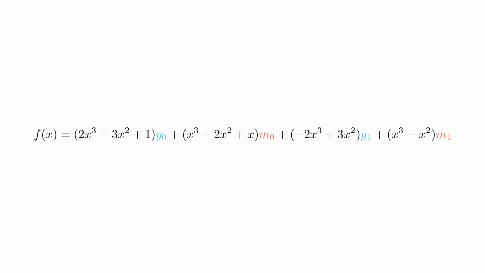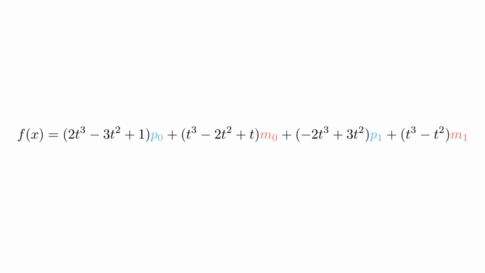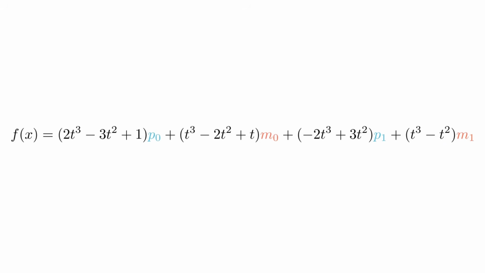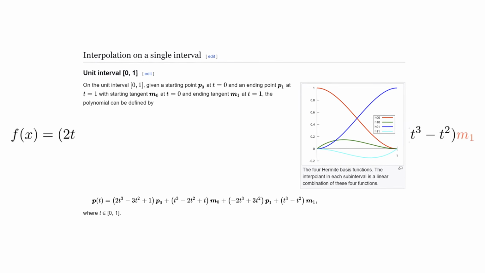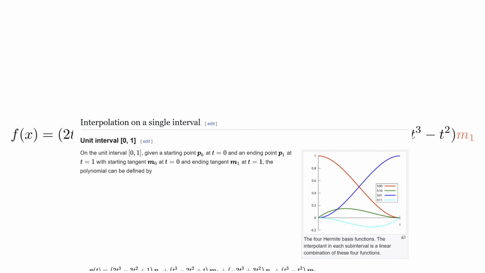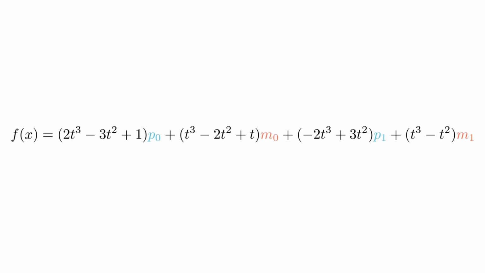But I haven't even shown you the full picture. Take the equation and replace x with t and replace y with coordinates. You have a parametric equation. This is why if you search up Hermite splines, they're usually written with t to signify parametric equations. This equation can now draw smooth curves through sets of points in space.